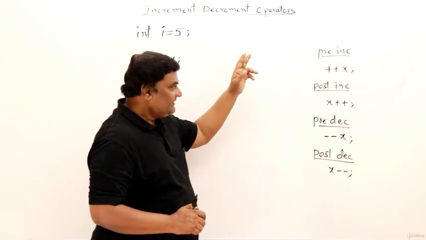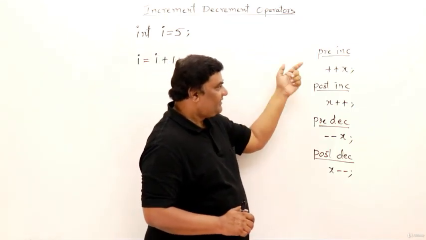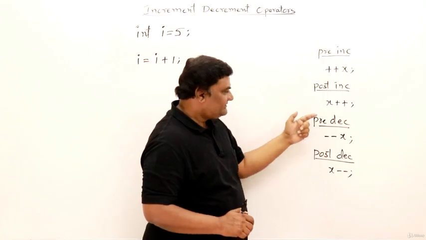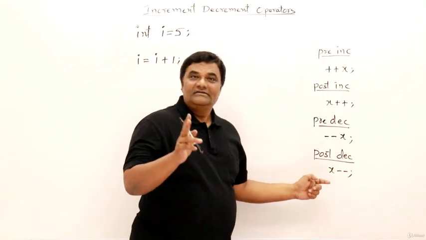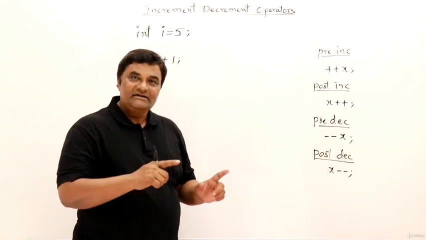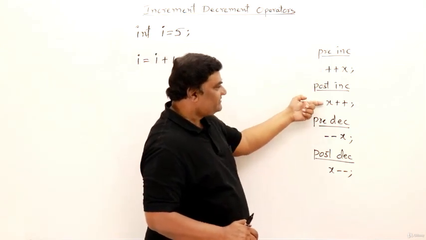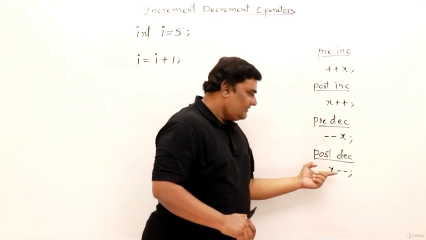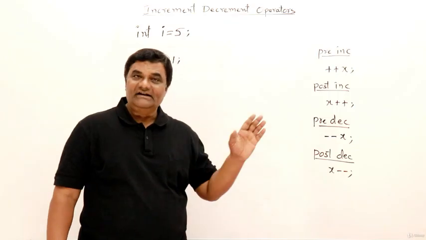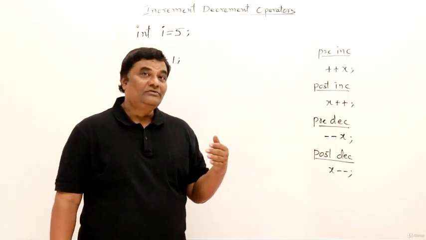See here, there are two types of operators. One is the increment operator and the second one is the decrement operator. Then again, in increment and decrement, there are two types. One is pre-increment, second is post-increment. Likewise, pre-decrement and post-decrement. So we'll understand what all these are and how they work.